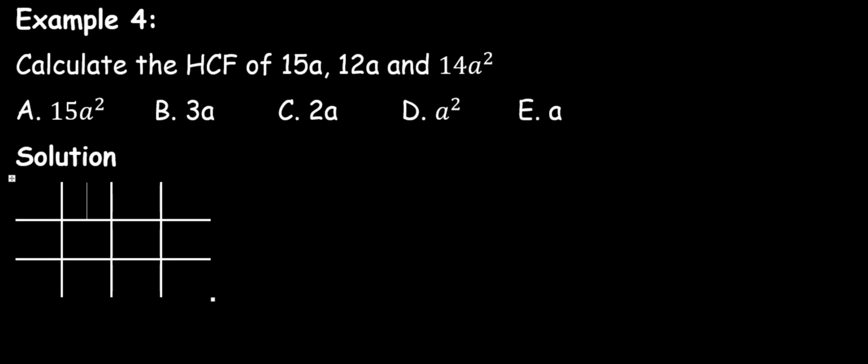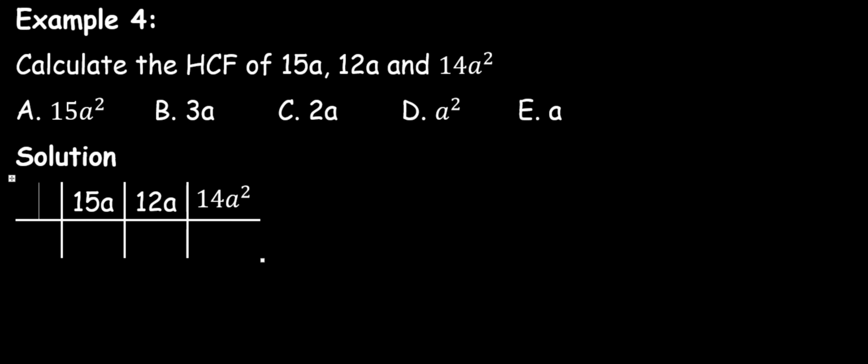Yes, we input our values into the table. We have 15a, 12a, and we also put 14a squared. When you look at our inputted values and observe them carefully, you will see that in the number aspect, we have no common factor. Then we now switch to the letter aspect of the given values.